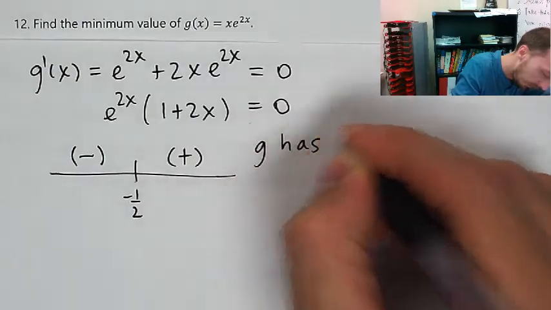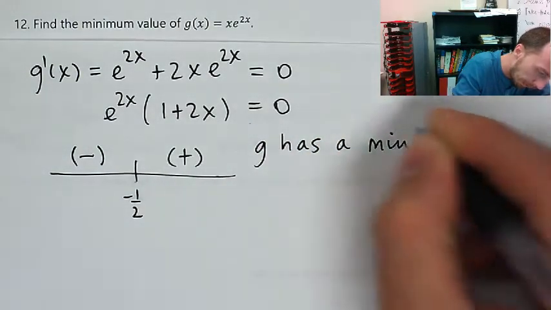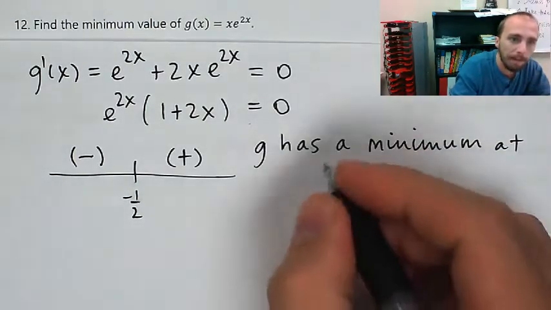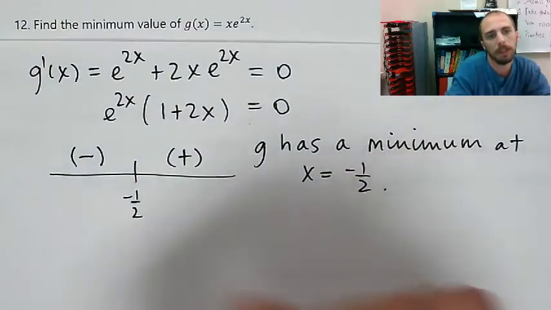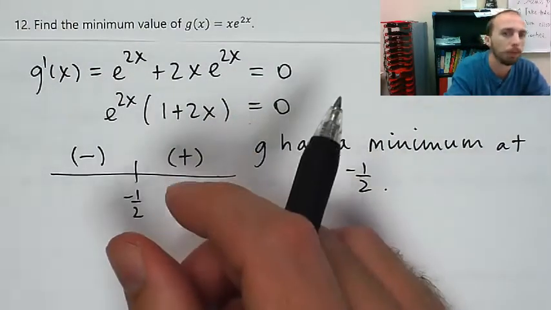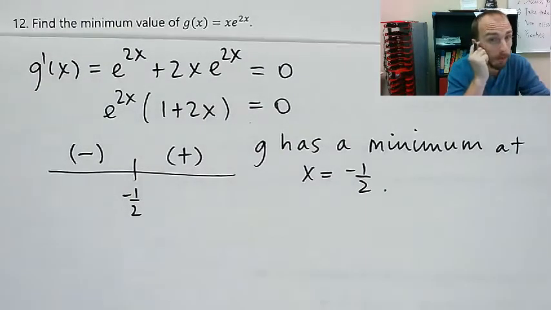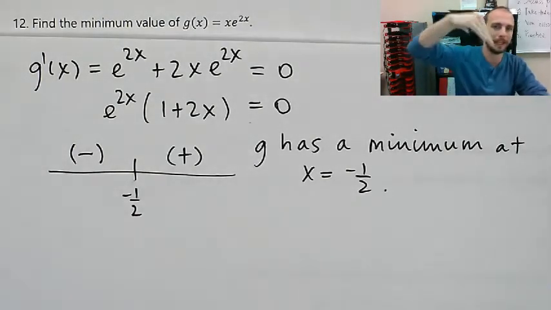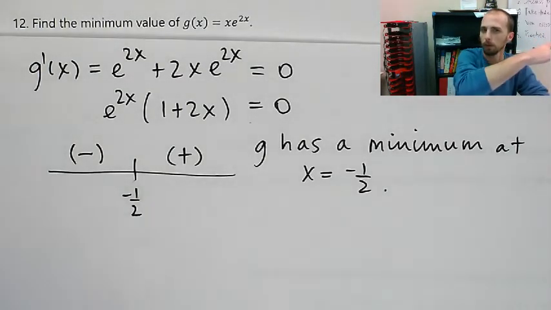So I'm going to say g has a minimum at x equals -1/2, because the derivative went from negative to positive and the function went from decreasing to increasing. It wants to know the minimum value of g of x. Well, if you think about it, it's got a negative slope up until x equals -1/2, and then it's got a positive slope after.